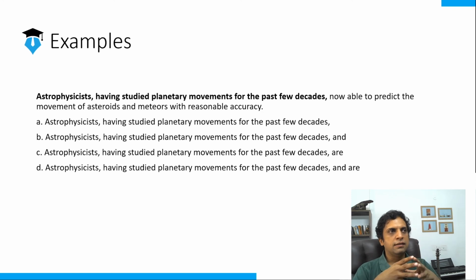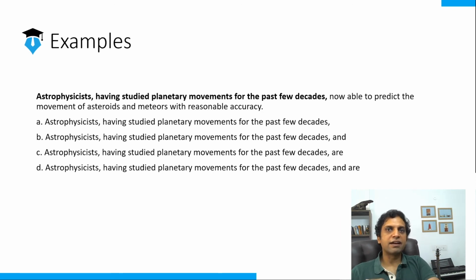One last example. Astrophysicists, having studied planetary movements for the past few decades, now able to predict the movement of asteroids and meteors with reasonable accuracy. So what's the modifier here? Having studied blah blah blah till decades. Chop it off for a second. So actually, first notice that is the modifier next to its focus. Who has studied planetary movements? The astrophysicists. So perfect, the focus of the modifier is right next to it.